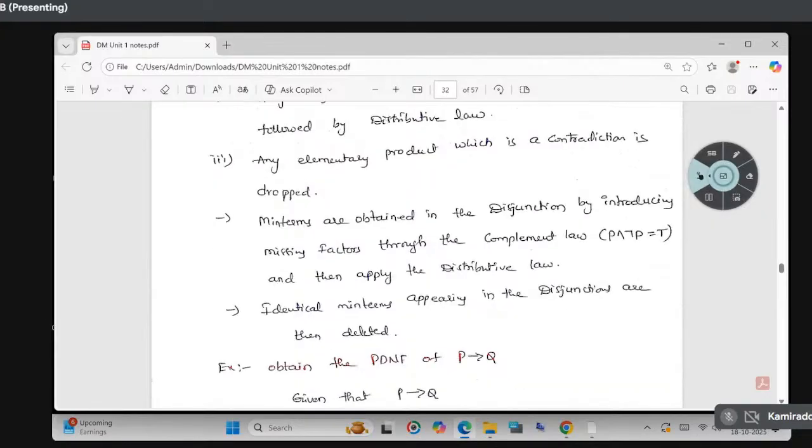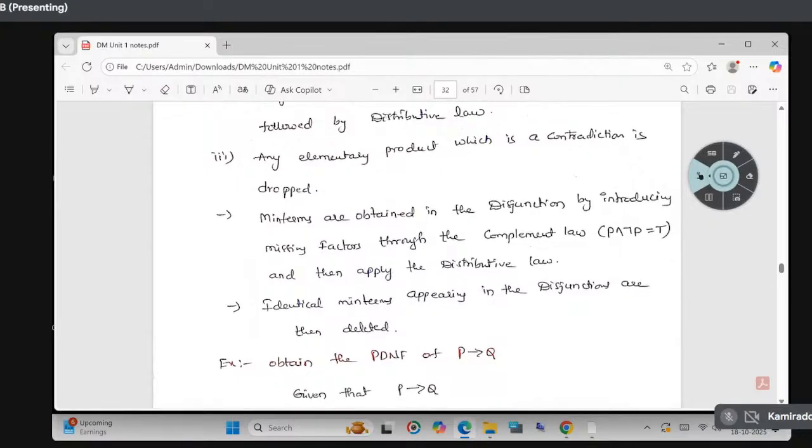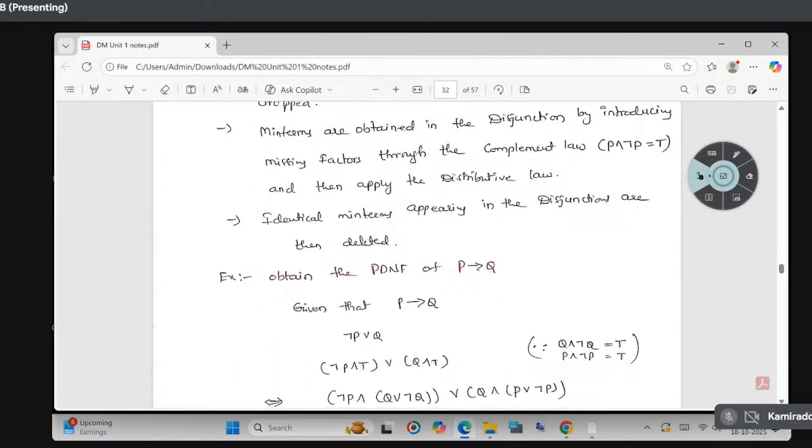Then any elementary product which is a contradiction is dropped. The minterms are obtained by introducing the missing variable through the complement law, that is, P and negation P implies T. If you have only two terms, like P and Q, you elaborate them with the help of T, the truth value, using P and negation P, or Q and negation Q.